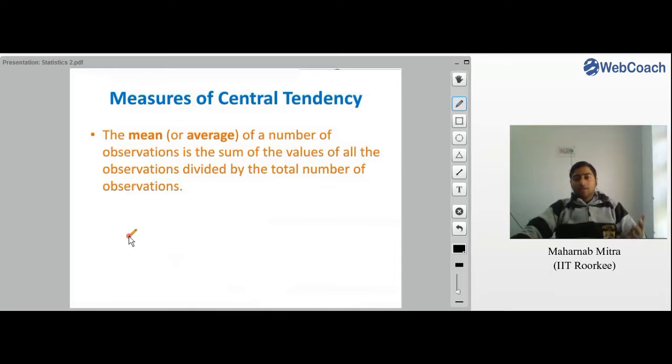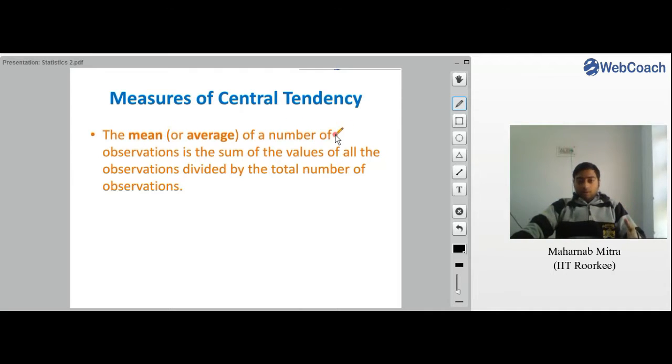So let us talk about mean first. And mean is nothing but the average of the numbers. And what do you mean by average of the numbers? You take the sum of all the numbers and divide it by the number of terms present, right? This is how you take an average. And of course this is how the average of your marks is calculated during your exams.